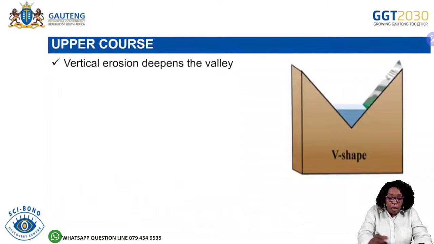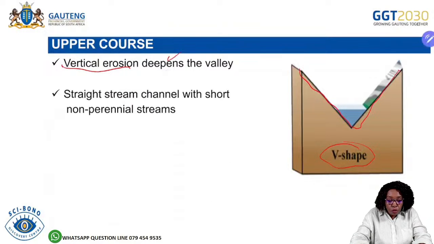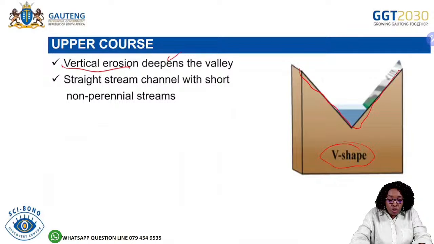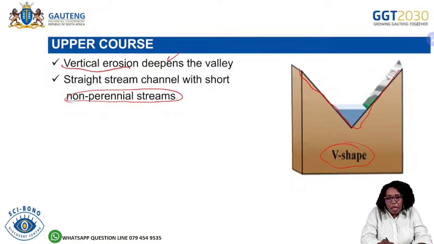So in the upper course, we have mentioned that there is vertical erosion, which deepens the valley. From this picture, you can see that we've got that narrow V shape. Okay, then what else do you need to take note of? Straight stream channel with short non-perennial streams. The type of streams that we can identify in the upper course would be non-perennial streams. Remember, this is where the river starts to flow, so there isn't much water added into the streams. So the streams would be more non-perennial because they may only be dependent on the amount of rainfall. So there are no high volumes of water there.